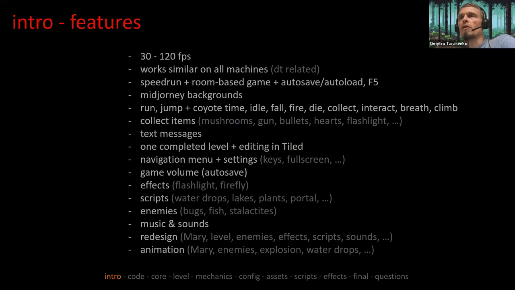Okay, so what was implemented? We have some features in the game. First of all, it works in different configurations. If you have a modern computer with a fast CPU and GPU, it will work at 120 FPS, for example, or if you have an old computer, it will work at 30 FPS. The heart of the game is implemented in such a way that it should work on different configurations. I will talk about this a little bit later.